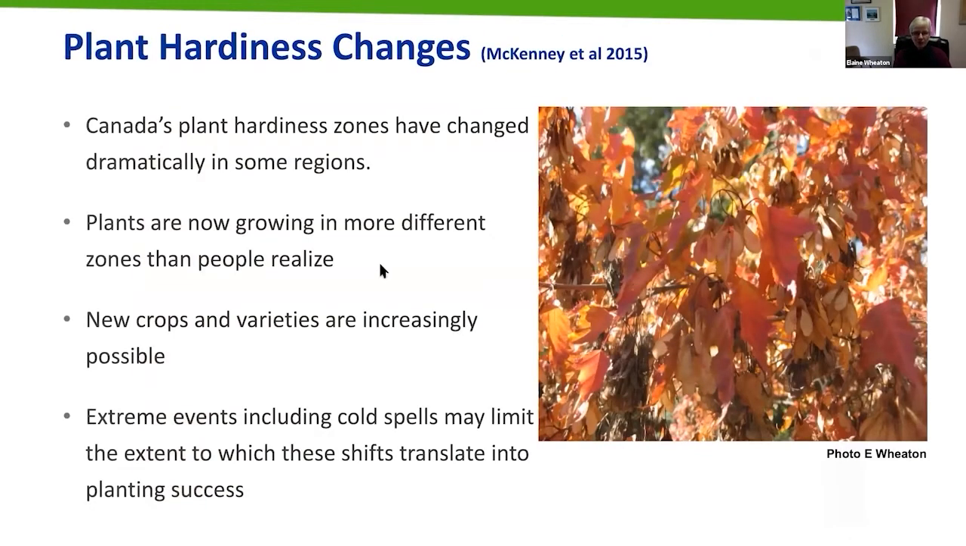So the first thing I want to talk about is some of McKinney's work, Dan McKinney and his colleagues, about plant hardiness changes. Those zones have really changed dramatically in Canada. And that gives us a very strong idea that the climate zones we not only expect them to shift in the future, they've already shifted considerably. And plants are growing in more different zones than people realize. This is why we're able to grow more pulses and corn and sunflowers. These are the new crops and varieties that are increasingly possible. The caveat, of course, is those extreme events, not only the hot spells, but also the cold spells, and they affect those capabilities.